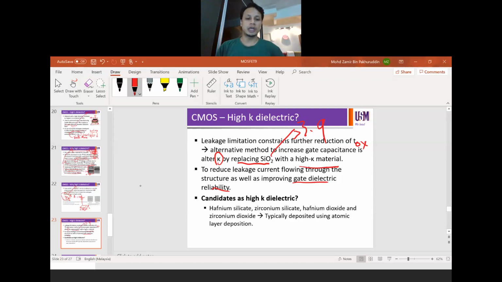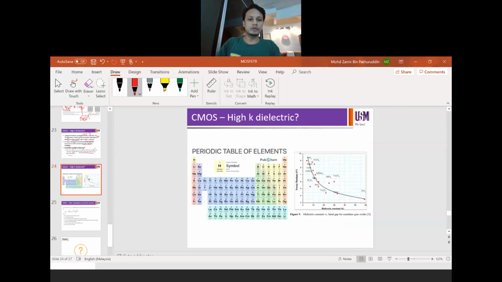Okay. So candidates for high K dielectric. Now, scientists and fabs are evaluating hafnium silicate, zirconium, hafnium dioxide, zirconium dioxide, typically deposited using atomic layer deposition. We'll see why. So if you see the periodic table, all this while, bila saya laju sikit sebab sekarang 10:47, all this while we have been discussing in this topic, in this subject, in this course, in fact, we've been discussing only about this region, right?